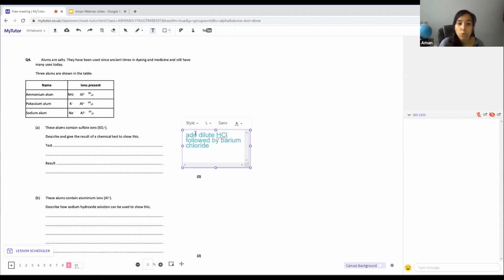What would be the result when we add barium chloride to the sulfate ions? What would we expect to see? The result is not just what's formed, it's what we expect to see. People are saying dilute hydrochloric acid and barium chloride. That's the right test for a sulfate ion, but what would we expect to see?